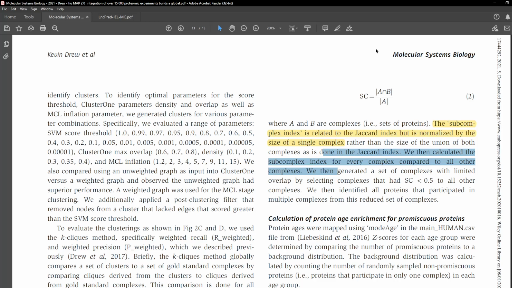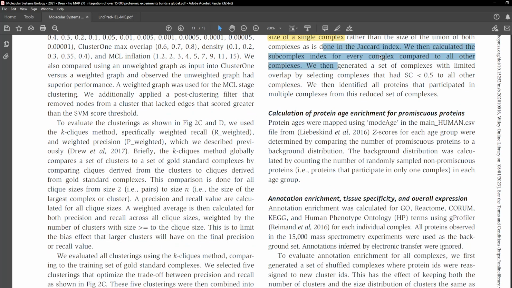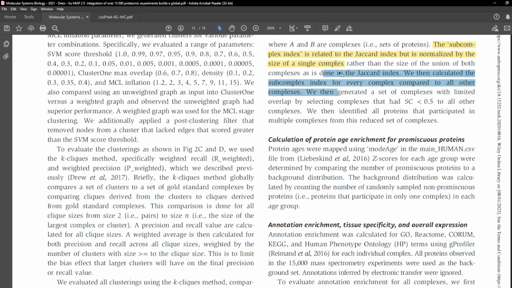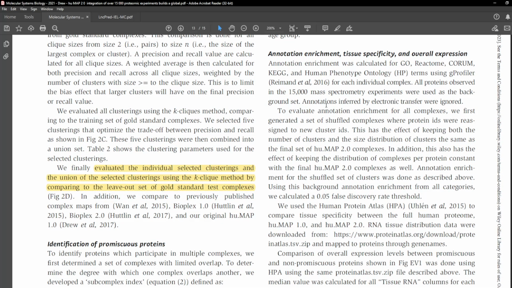Annotation enrichment, tissue specificity, and overall expression. Annotation enrichment was calculated for GO, Reactome, CORUM, KEGG, and Human Phenotype Ontology, HP, terms using g:Profiler, Raudvere et al., 2016, for each individual complex. All proteins observed in the 15,000 mass spectrometry experiments were used as the background set. Annotations inferred by electronic transfer were ignored.